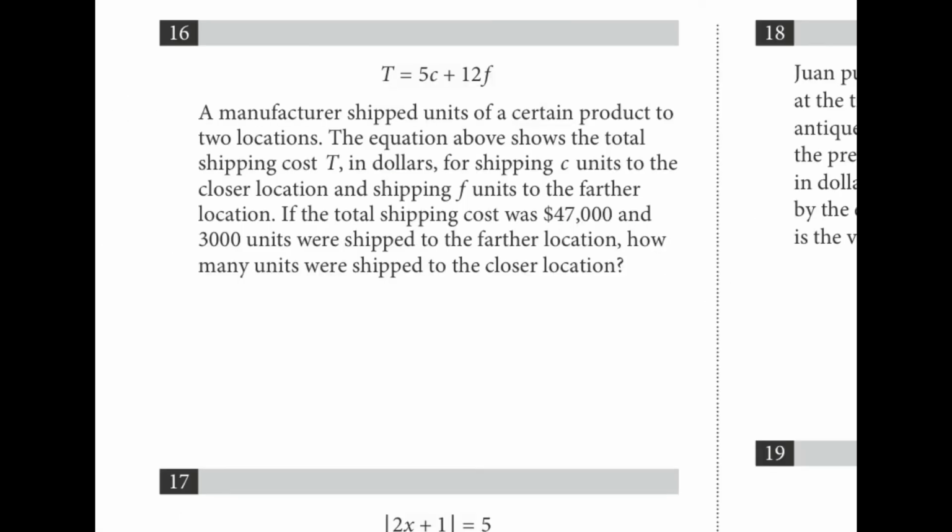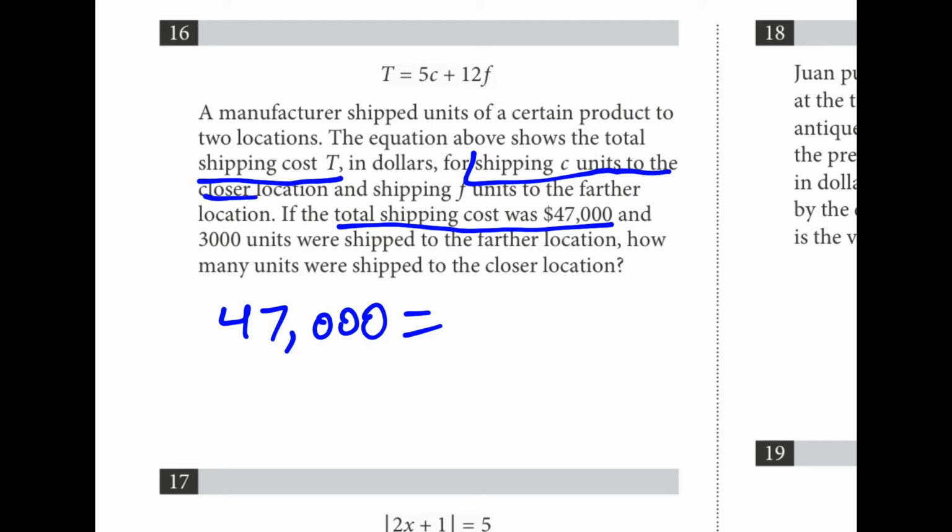Number 16, we have to interpret from this paragraph where to plug in various numbers. They tell us that the total shipping cost is T, so total shipping cost 47,000. That's a pretty easy substitution. But then this C and F get tricky because they're both shipping units. Shipping C units to the closer, C for closer, and F units to the farther. So C is equal to closer, F is equal to farther.